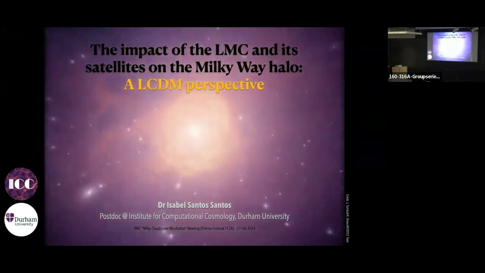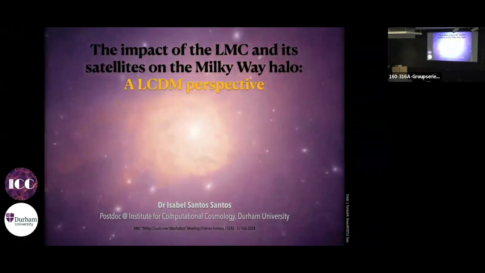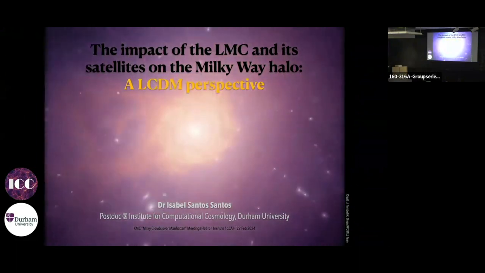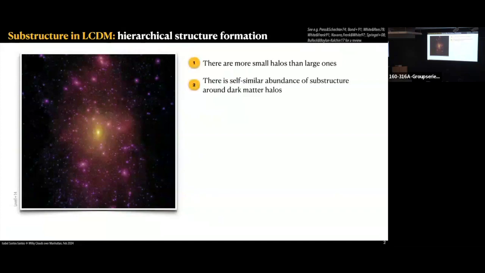And today I'd like to talk about the LMC, but in a more cosmological context and specifically within the predictions of the cold dark matter model. So in CDM, we know that structure formation happens hierarchically, and this reflects in some fundamental predictions. One is that there are more small halos than large ones. And another one is that there's self-similar abundance of substructure around halos, which just means that halos of any mass are surrounded by lower mass ones.